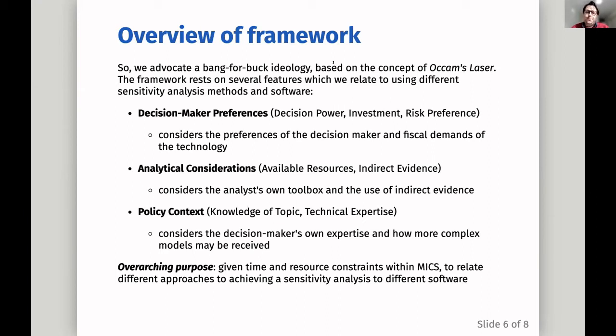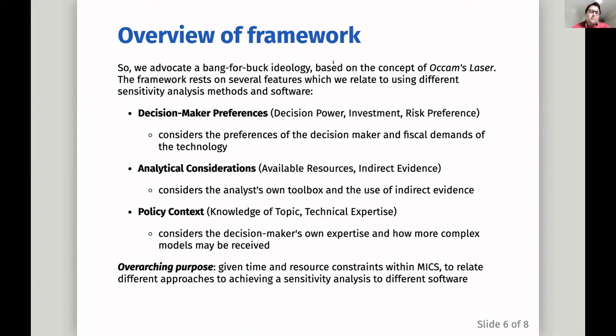With investments, we talk about how high investments obviously incur higher opportunity costs, and therefore within the context of MICs, it's important to think about the trade-offs between simpler DSA methods versus probabilistic methods. And then obviously risk preference, we usually assume that decision makers are risk neutral, but we think it's important to incorporate the idea of risk aversion.